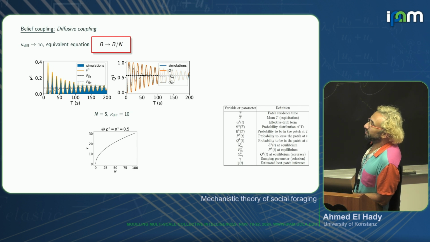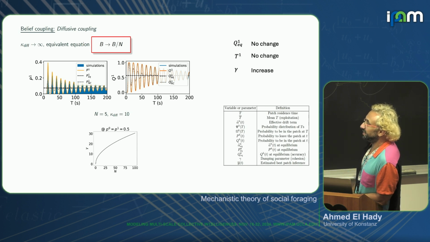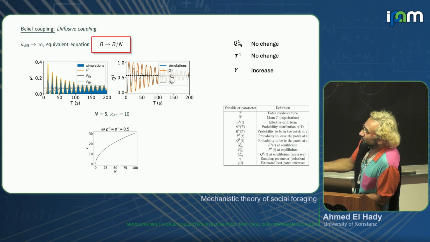Let's see what happens if you have this diffusive coupling. Again, this will be relaxed later, but I take it as perfect diffusive coupling, again for tractability. We see that this dotted curve is the non-coupling case, but we don't see any change in the probability to be in the patch or the patch residence time. This is the probability to be in the richer patch or the patch residence time in the rich patch. We don't find any change in this parameter.